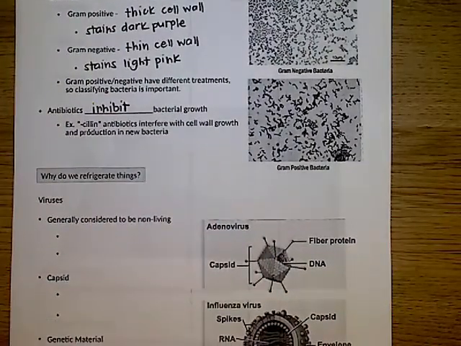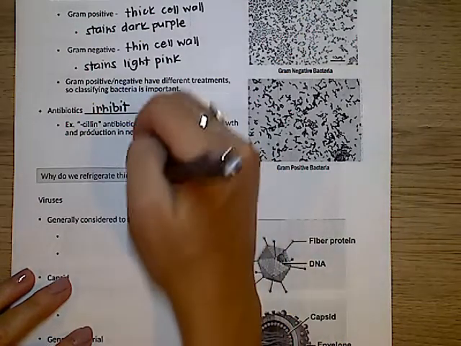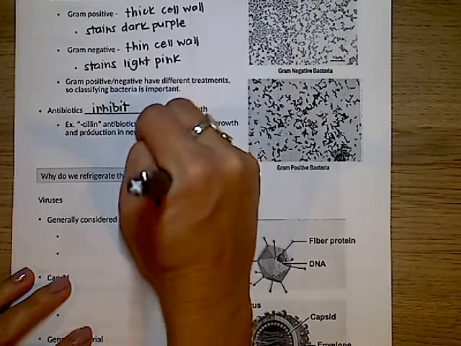So kind of random here, why do we refrigerate things? We know we can get food poisoning from bacteria on our food, and so we store it in the fridge. And what refrigeration does is it only slows the growth of bacteria.